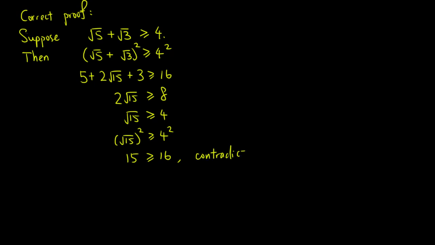Since all the steps starting from the second line are logically sound, it must be the case that the first line, that is, our initial assumption that square root of 5 plus square root of 3 is greater than or equal to 4, is wrong. So the opposite must be true. In other words, square root of 5 plus square root of 3 is less than 4, as required.